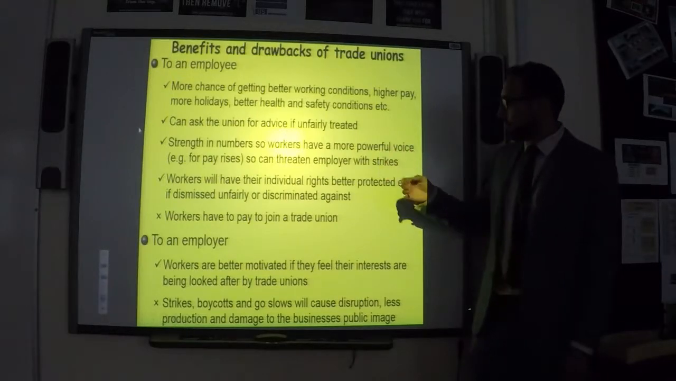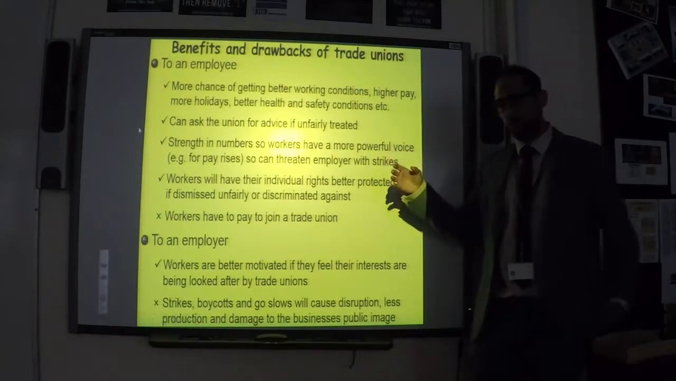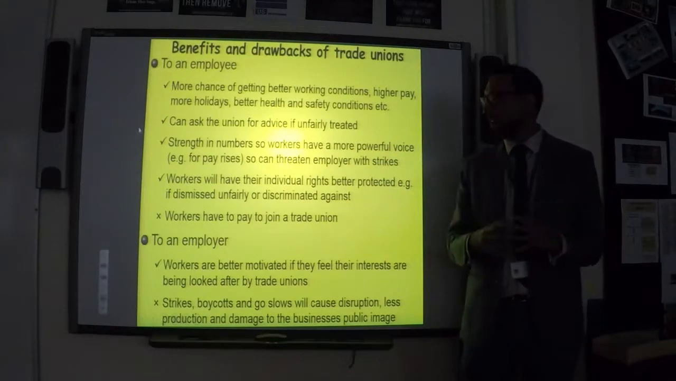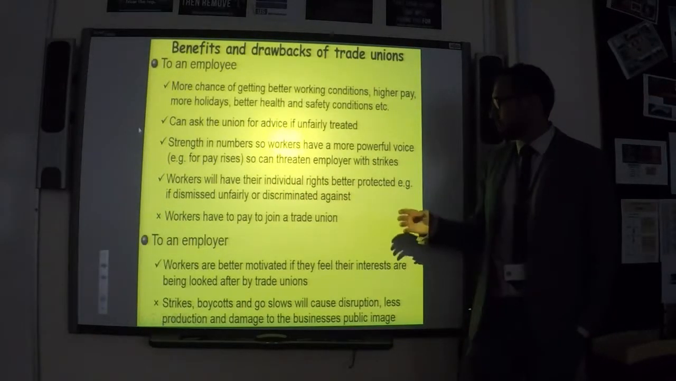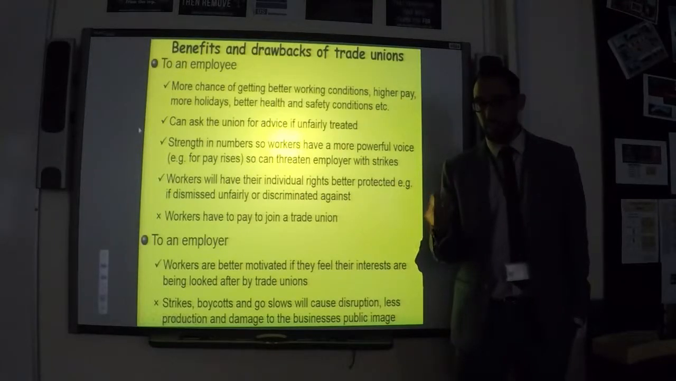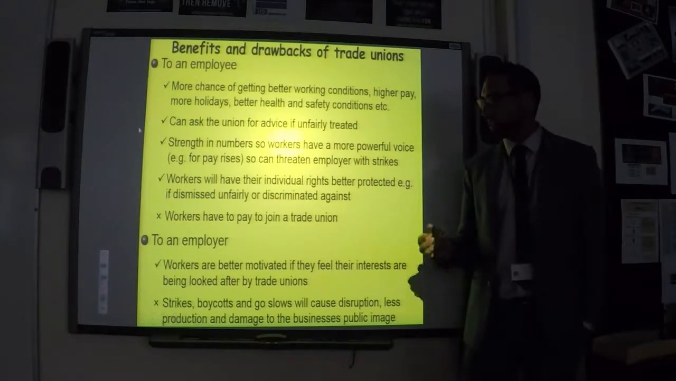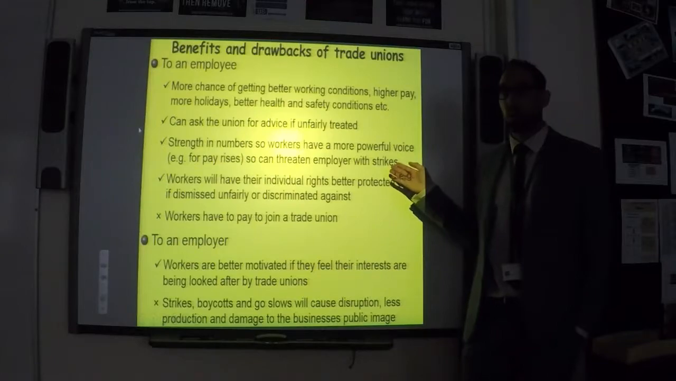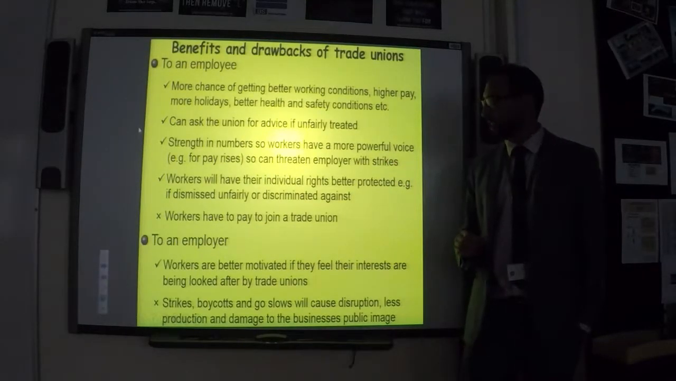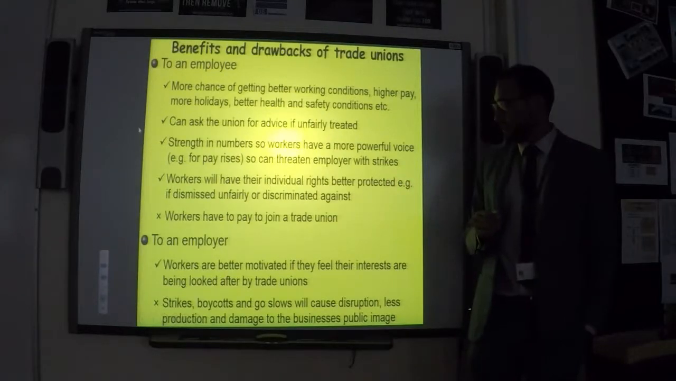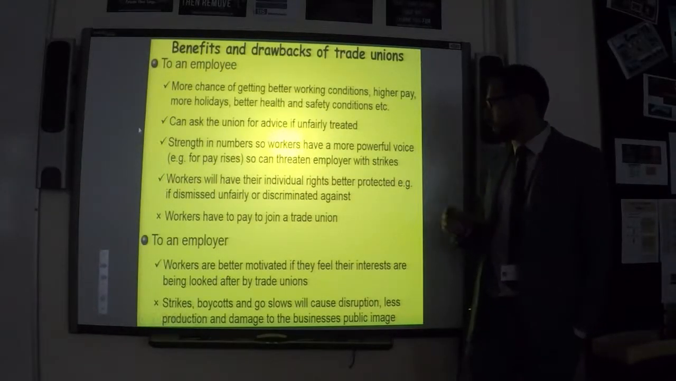Okay? Again, we have strength in numbers, so we have a more powerful voice. If all the workers band together, then we have strength in numbers, and that means they can get pay rises, because if the employer, if the business doesn't give the pay rise, what are the workers going to do? Well, they're going to go on strike. They're going to refuse to work, and that's really, really bad for the business. And we'll look at why in a moment, why striking is bad for the business.